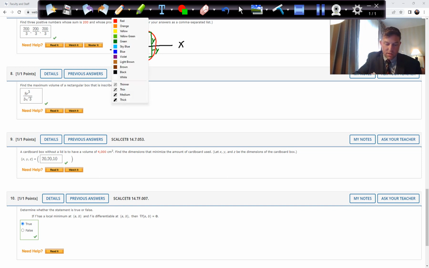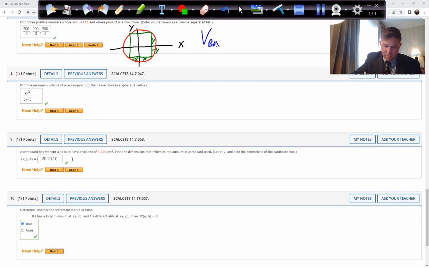So the volume of the box would be the x direction, which is 2x, the y direction, which is 2y, and then in the same third dimension, in z, this is going to be 2z. And this is going to be 2 times 2 times 2, which is 8xyz. And this is what we are trying to maximize. So we want to maximize this formula.